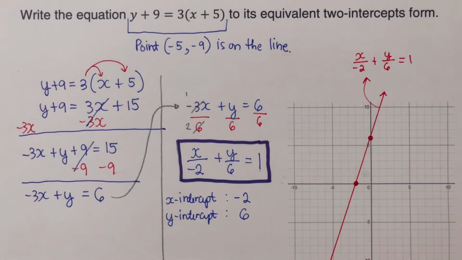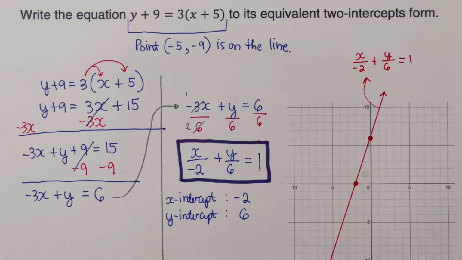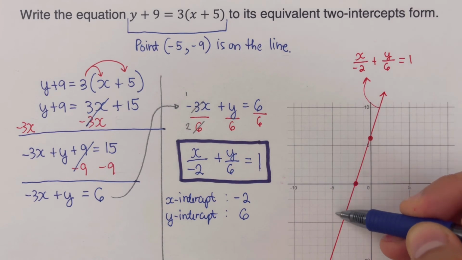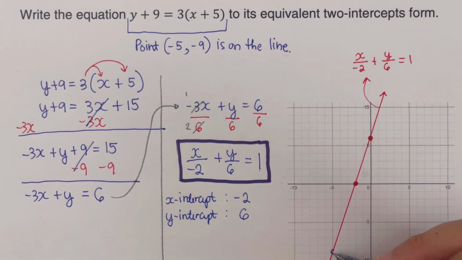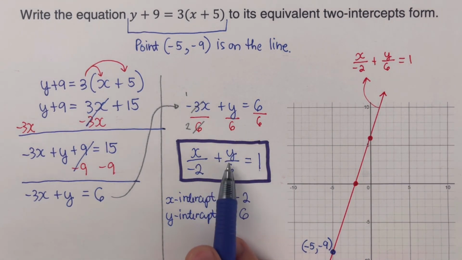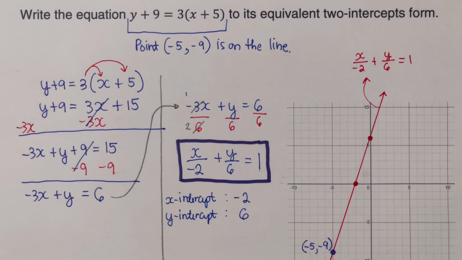It says in the problem that the point (-5, -9) is on the line. So let's see if that's really on the line. So -5 and -9, it's this one right here. And it's actually on the line, (-5, -9). So again, we can tell that this given equation that we have right here is the equivalent two-intercepts form for this point-slope form right there. Did you get the same answers as this?